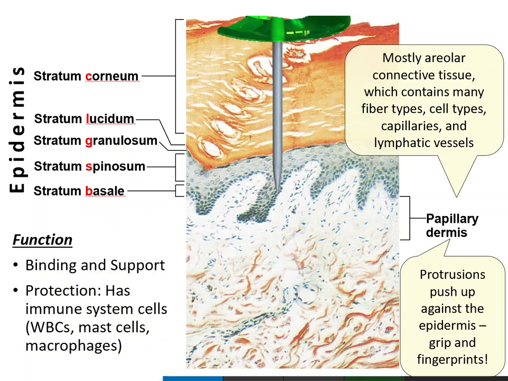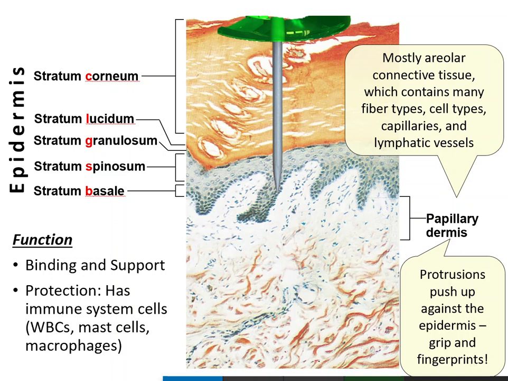Now moving on to the dermis. The first layer of the dermis is the papillary dermis. In terms of what kind of tissue is contained in this layer, it's mostly areolar connective tissue. Areolar connective tissue is going to contain lots of different protein fibers and lots of different cells. It's going to have capillaries carrying oxygen and nutrients to the area, and also some lymphatic vessels that will help with immune system function.